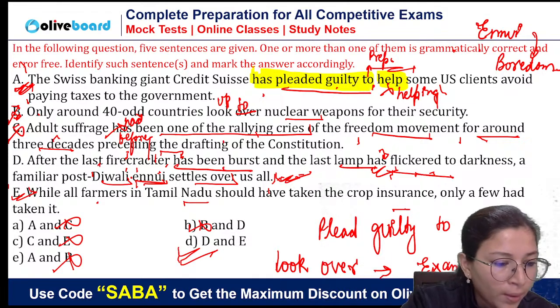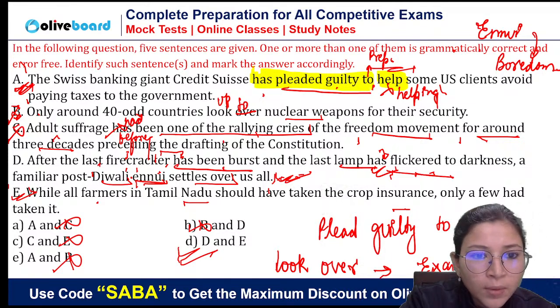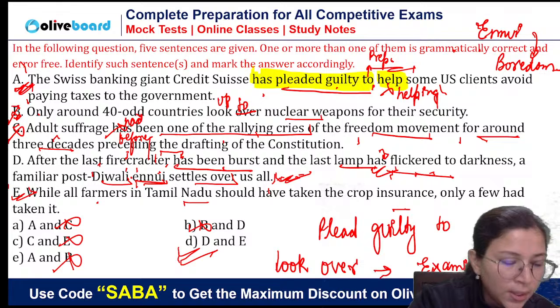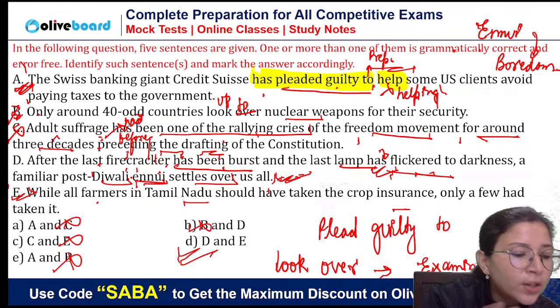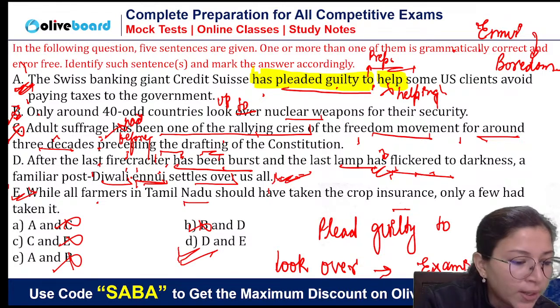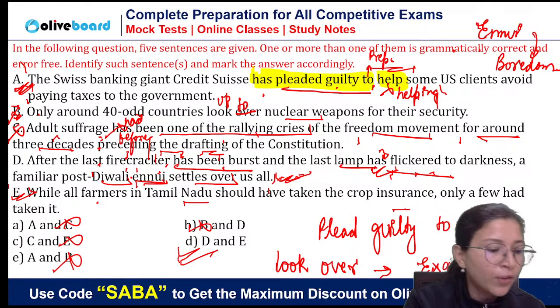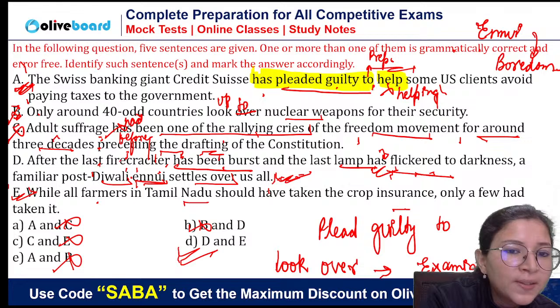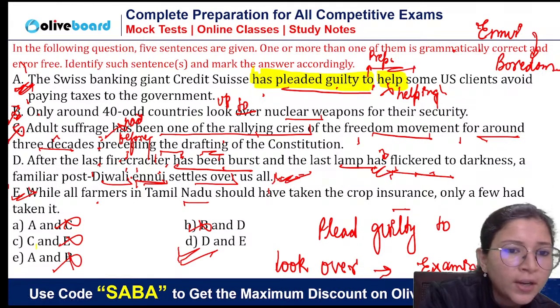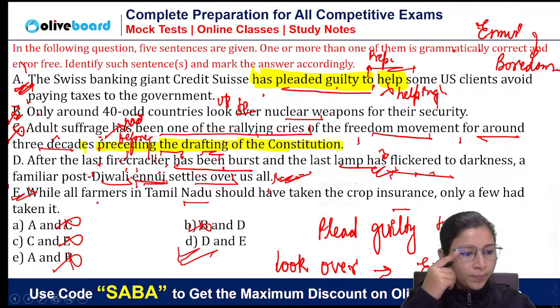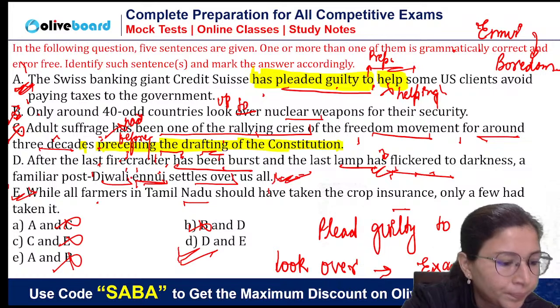Next. Had in C is for past time reference. Yes, this C had been correct because it is given before the drafting of the constitution. Right now, it is not the rallying cry of the freedom movement. Earlier, it was a rallying cry of the freedom movement. So this is preceding the drafting of the constitution. Now the constitution is already drafted. Now we don't have any such demand. Cries here means demand of the freedom movement. Clear?